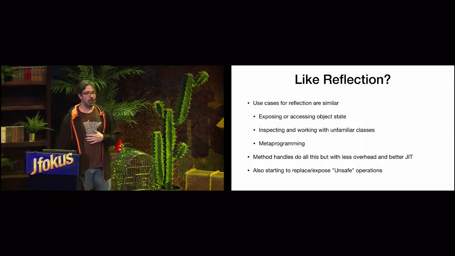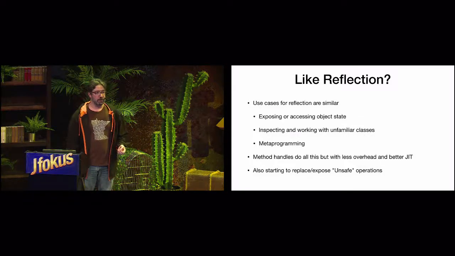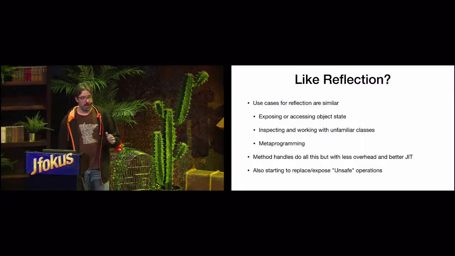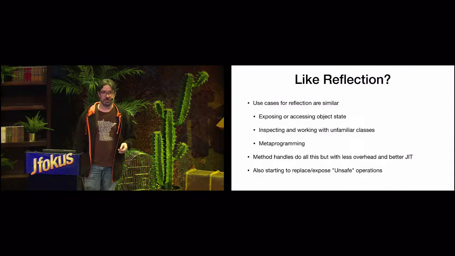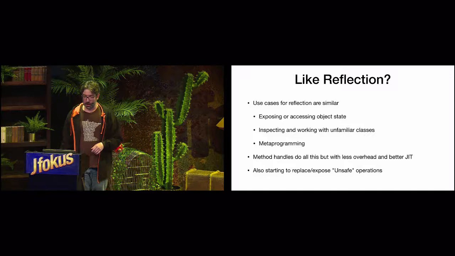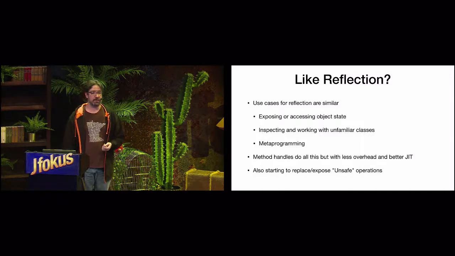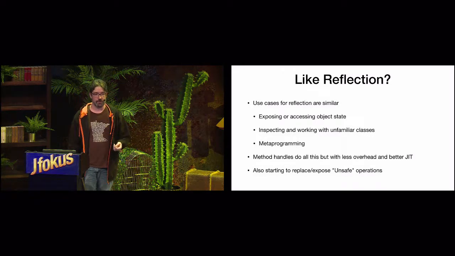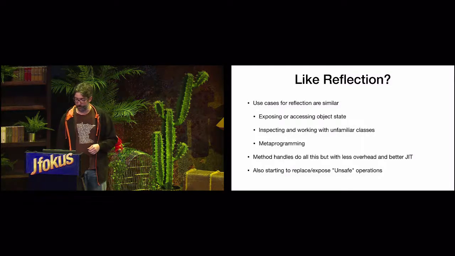But method handles do all of this with far less overhead, or kind of optional amounts of overhead, and much better JIT characteristics. The JVM actually can see all the way through method handles and optimize it in ways that reflection just never will. In Java 9 now, it's also starting to replace some of the unsafe operations that we've wanted to get rid of for years. And I'll talk about that a little bit later.